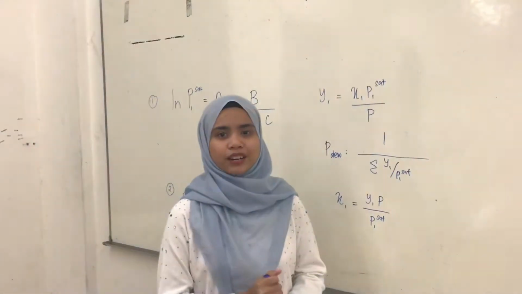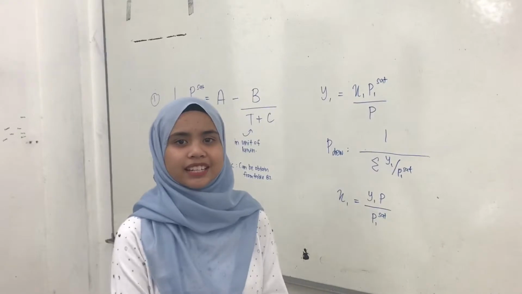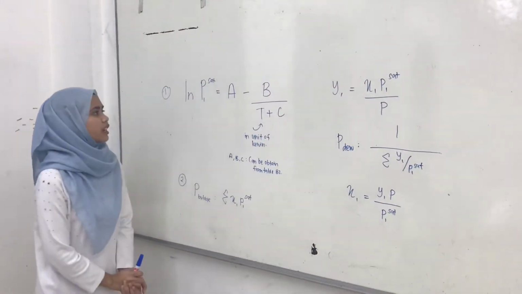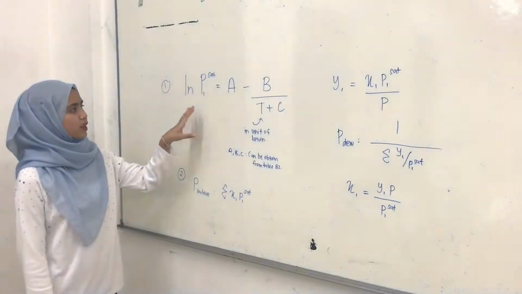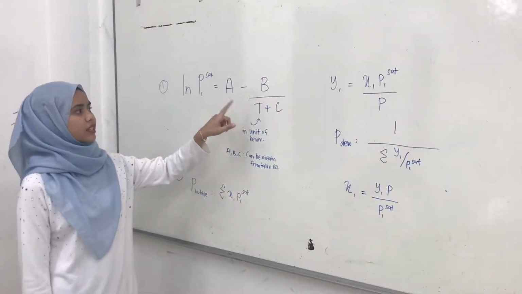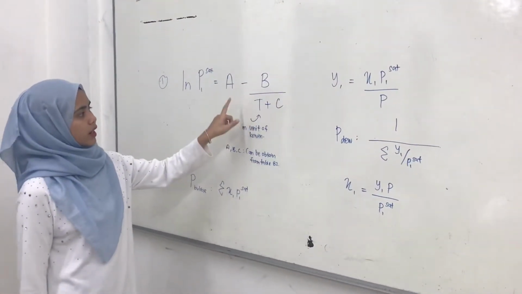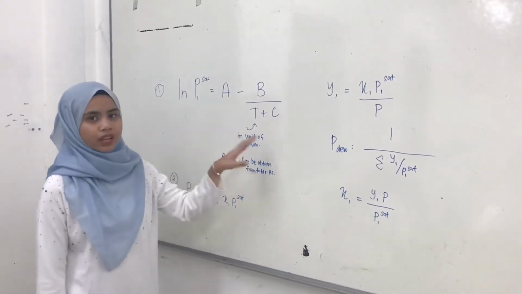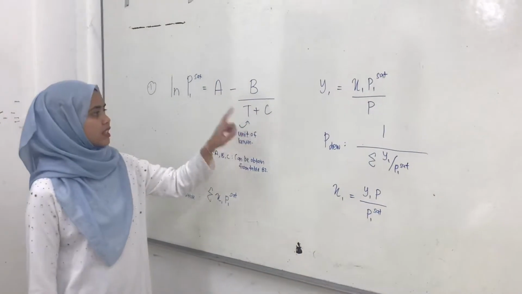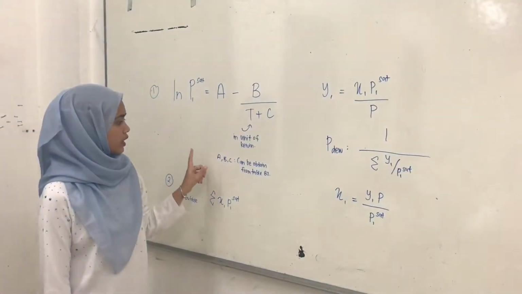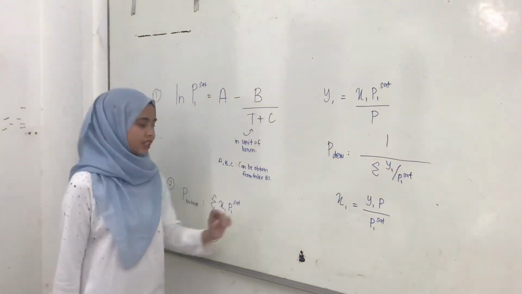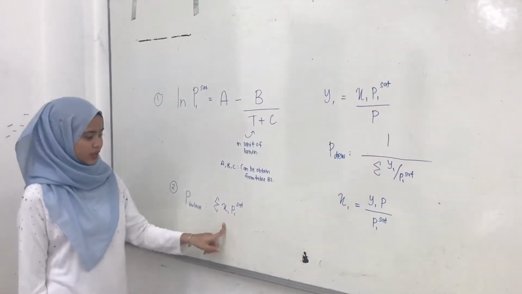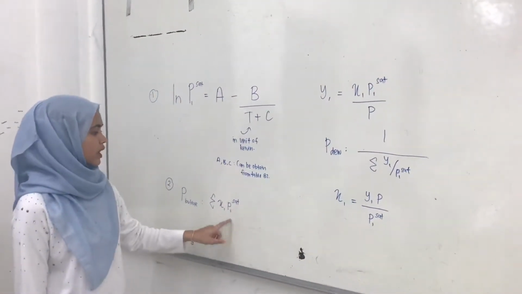Hello, my name is Nabila. So today I will explain the design task D for the integrated project. Firstly, we are using the Antoine equation: ln P1sat equals A minus B divided by temperature plus C. The temperature is in Kelvin, and A, B and C can be obtained from table B2 in the appendix. So P bubble is equal to the summation of x1 times P1sat.